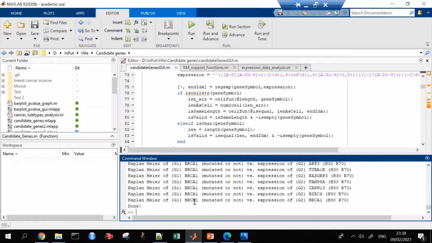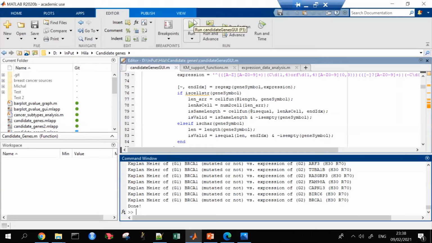Welcome back. In this tutorial, I'll explain the results of the Kaplan Meier analysis based on separation of the patients according to whether they have a mutation in a driver gene or not, and another separation by expression in a candidate gene.